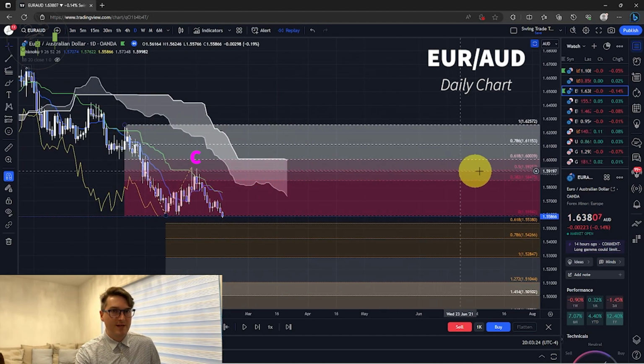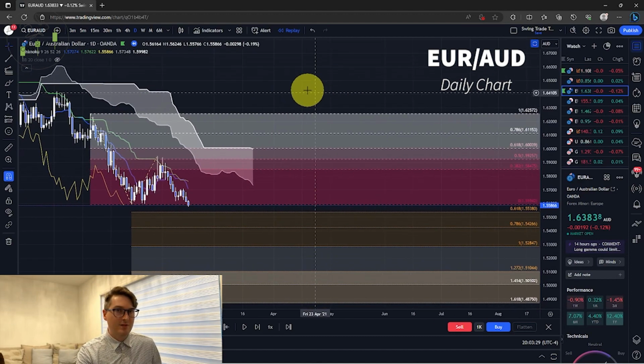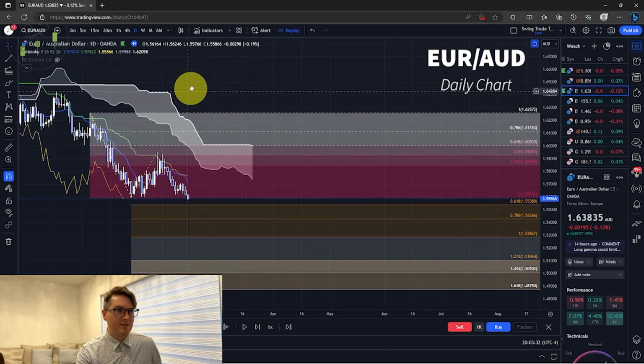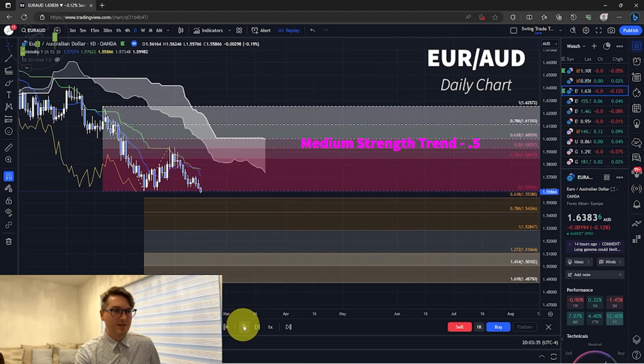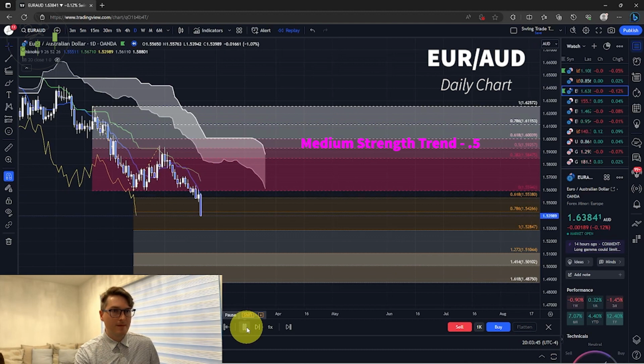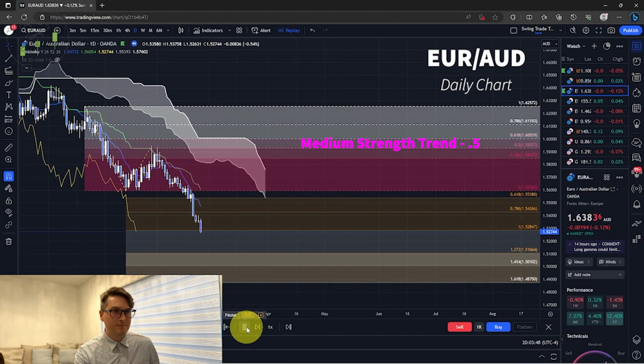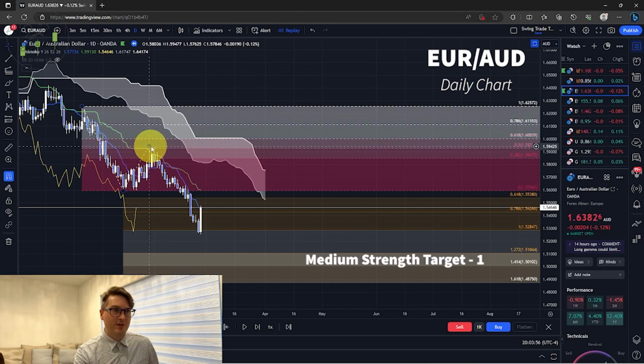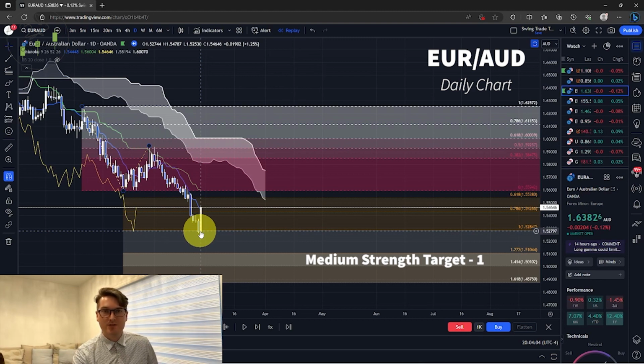Now remember, we had a retracement to the 0.5 level here on the Fibonacci retracement. So that's a medium strength trend. Let's see how far we get. I'm expecting to at least get to 1-to-1 here. Just knowing the strength of the trend from this retracement gave us a strong indication that price was going to reach the medium strength target, right? So this 1-to-1 is the medium strength.